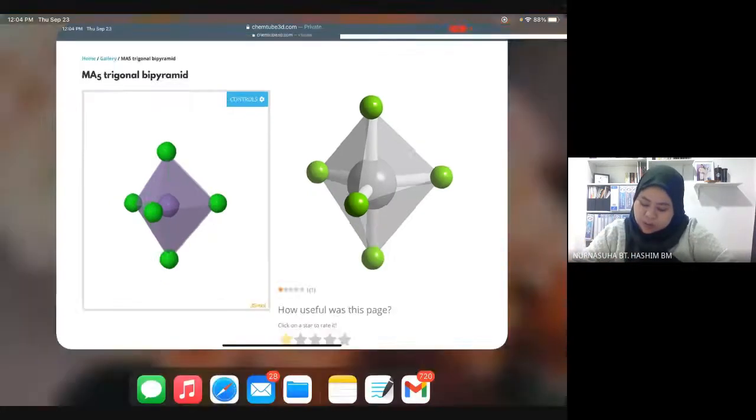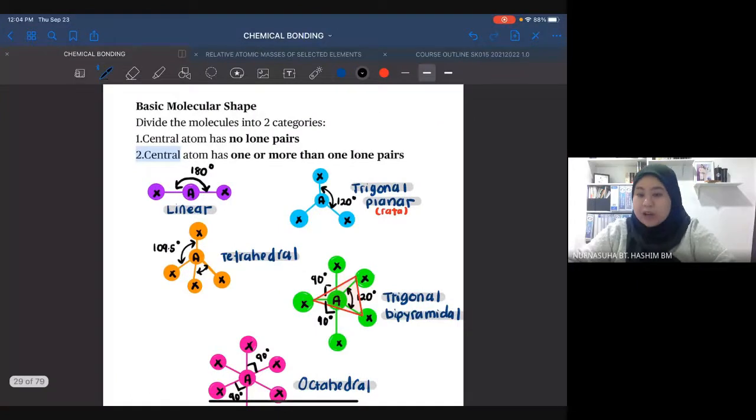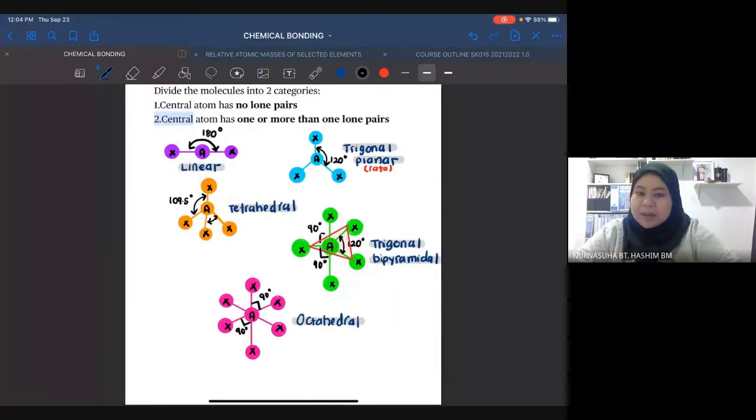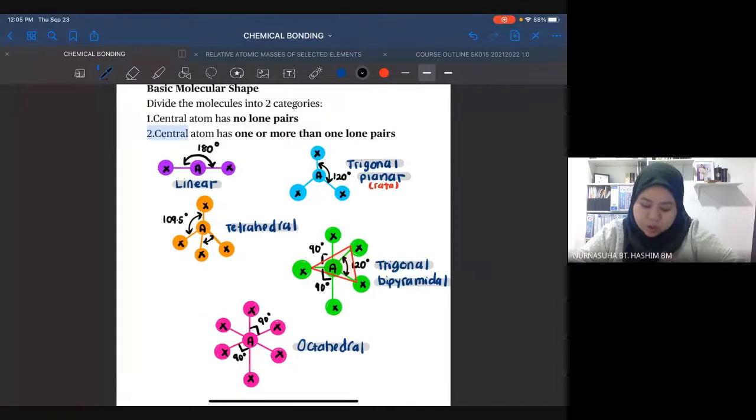Okay, so I know this is the first time you encounter the shape of the molecule. Selama ni kita main tulis je kan, kita main lukis je macam mana kan, water, ammonia and so on. So basically, actually this is the 5 basic shape that you have to know.